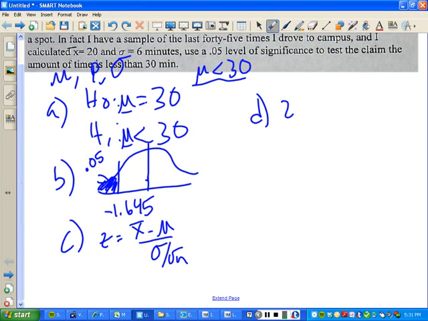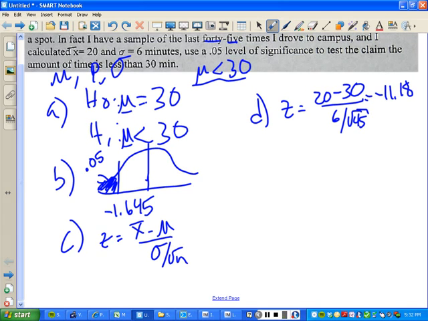D. Z equals 20 minus 30 divided by 6 over the square root of 45. Now, somebody asked me earlier, how do you know n's 45? I didn't see that anywhere. I think what happens is because I put the other symbols in, everybody just kind of starts naturally wanting to look for n. Where's n? Where's n? And because I hand wrote it in there, you kind of just skipped it. It's all good. Okay. Now, when you do that, you get negative 11.18, I think. Okay, we had done that earlier.